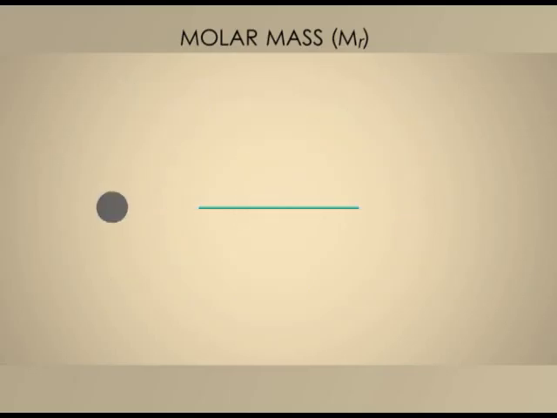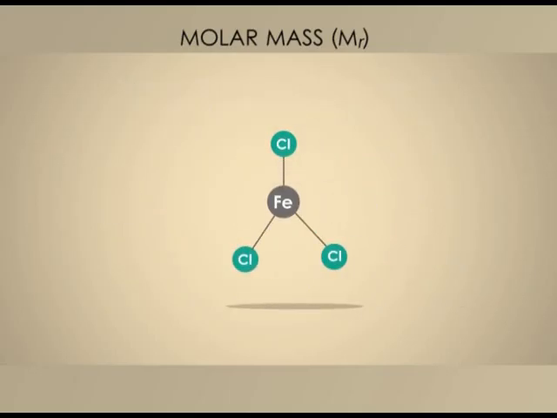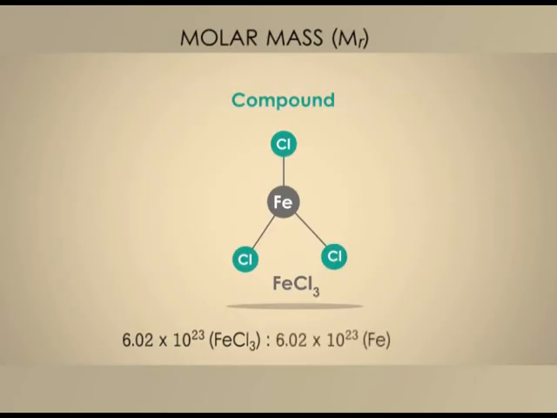Let's say you have 1 mole of iron atoms, but they are in a compound, iron 3 chloride. This means you also have 1 mole of the compound. It's easy to see this, because if you have 6.02 times 10 to the power 23 particles of iron 3 chloride, then it means you also have 6.02 times 10 to the power 23 atoms of iron.